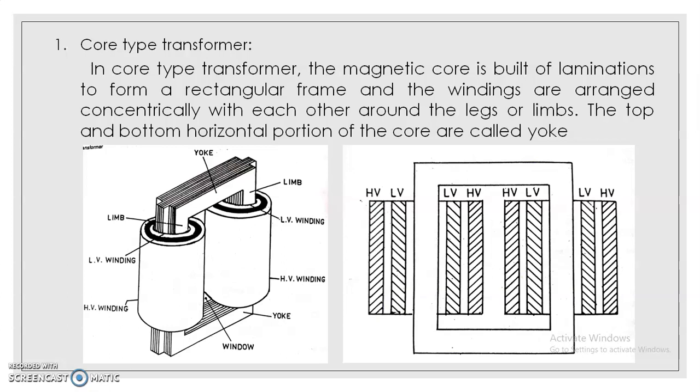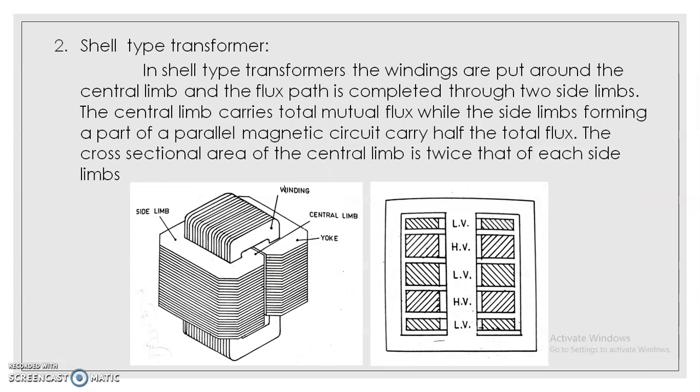Again you can see in another figure the core type transformer, how windings are placed: insulation layer, LV winding, insulation layer, again HV winding, like that. It is about core type transformer. Let's see the shell type transformer.